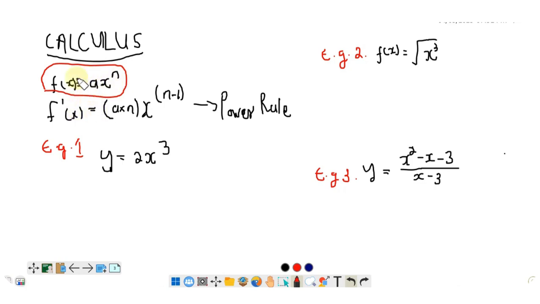So when we derive this, what you're going to do is write f prime of x. When you see this prime here, this small line at the top, it denotes that you are deriving, so it's f prime of x is equal to. When you derive, you use what we call the power rule.